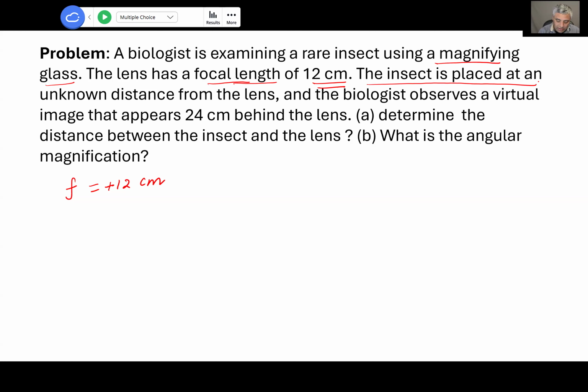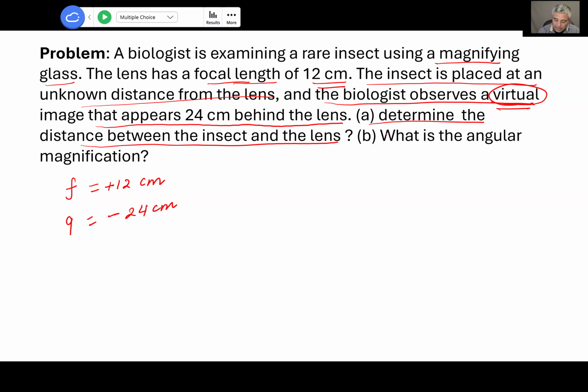The insect is placed at an unknown distance from the lens, so that means p is unknown. The biologist observes a virtual image that appears 24 centimeters behind the lens, so q is 24 centimeters. It is behind the lens, and it is virtual. If it is forming the image behind the lens, it's going to be virtual, even if the problem did not tell us. That tells us we need to put a negative sign there. Now it says determine the distance between the insect and lens. So in part A, it is asking us to find the object distance, the distance of the object from the lens.